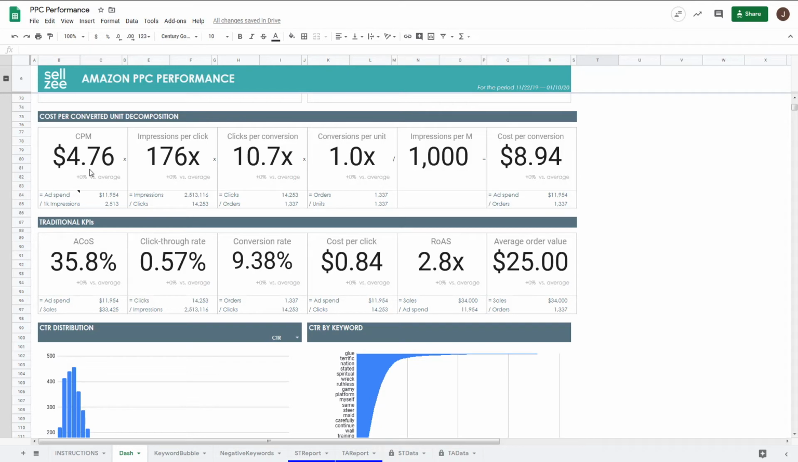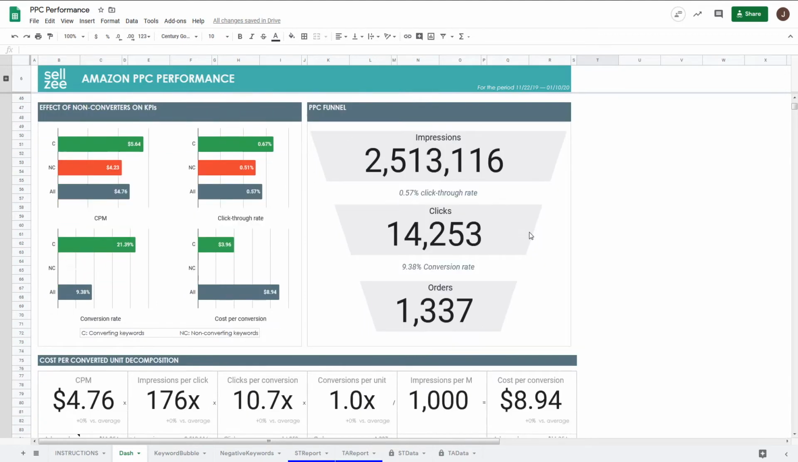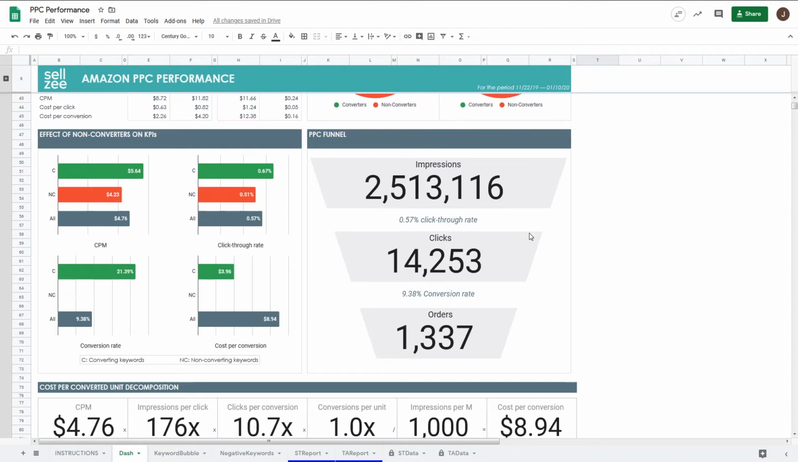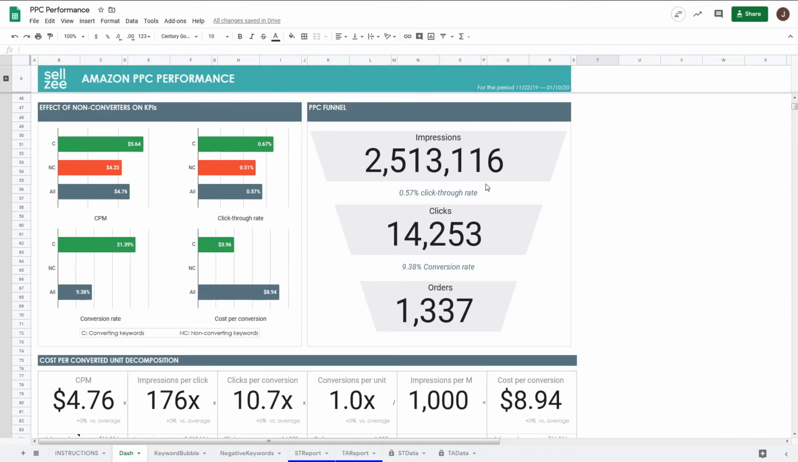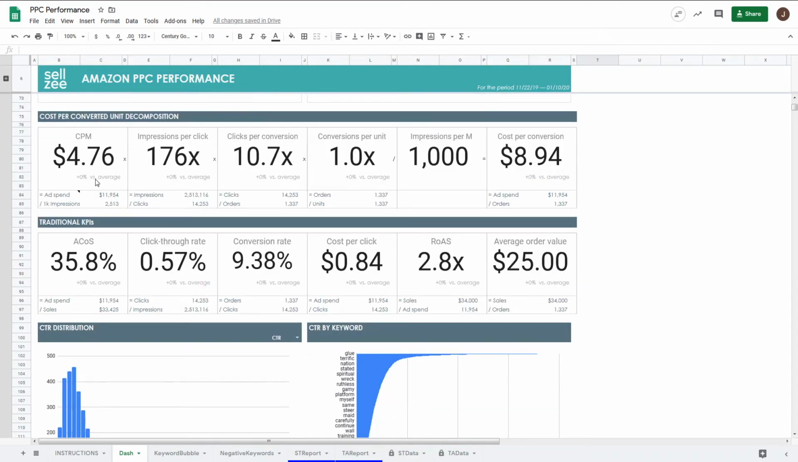Anyway, you might have also noticed how this way of thinking is also more congruent with the funnel that we just looked at, right? The traffic flow. So you can see here you had 2.5 million impressions at a 0.57% click-through rate, right? And that led to about 14,000 clicks. You had a 9.4% conversion rate. That led to 1,300 orders. So that funnel up there follows the same logical flow as the cost per conversion decomposition that ends up with $8.94 in cost per converting unit.